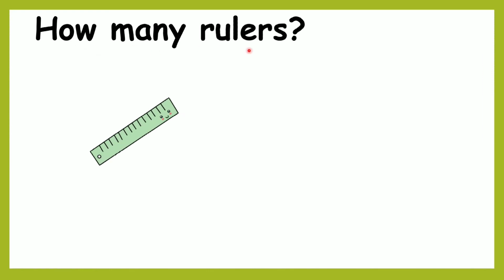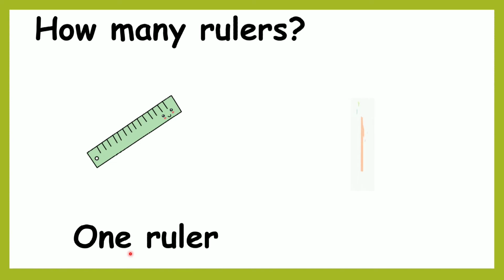How many rulers? It is 1 ruler. This is how we write the number 1 in words, and that is the number 1. So how many rulers? It is 1, or 1 ruler.